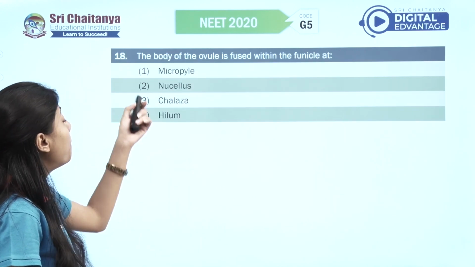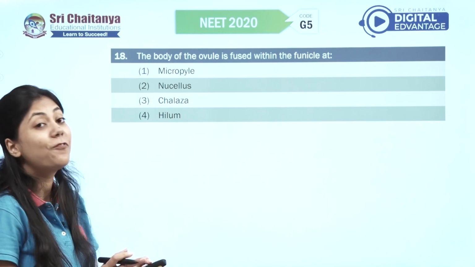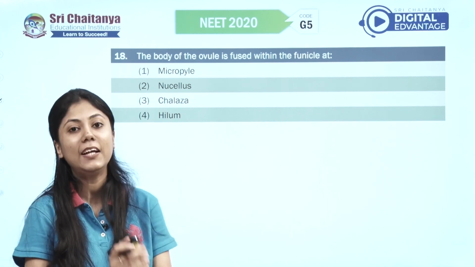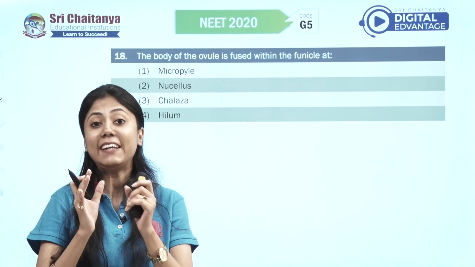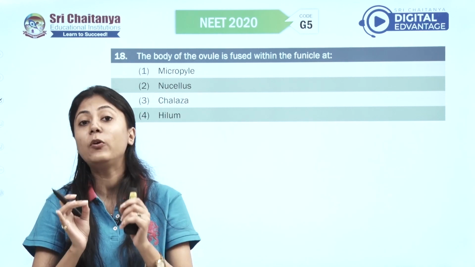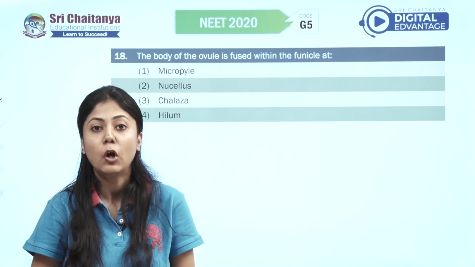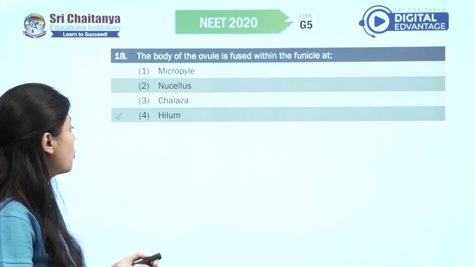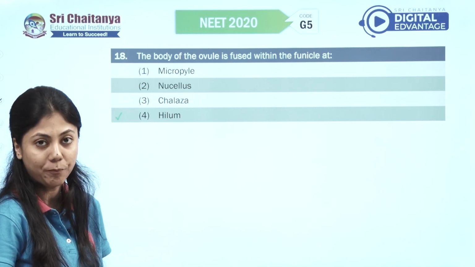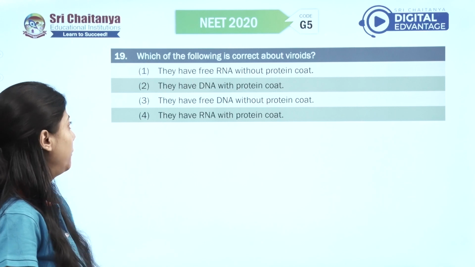Moving ahead, the body of the ovule is fused with the funicle at a position which is known as the hilum. So the answer is, students, it is hilum. Clear? So let's move ahead.